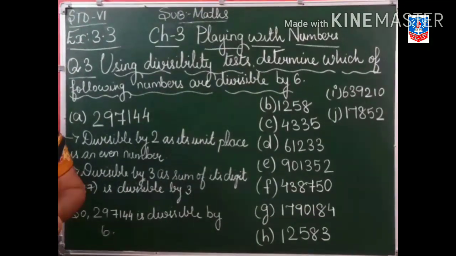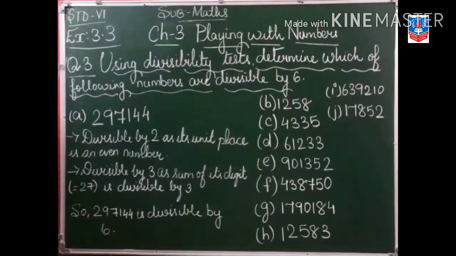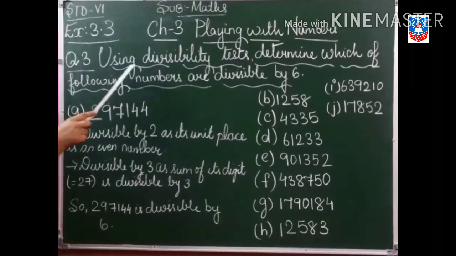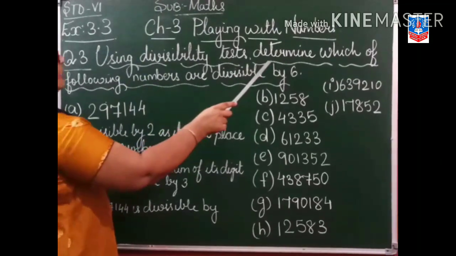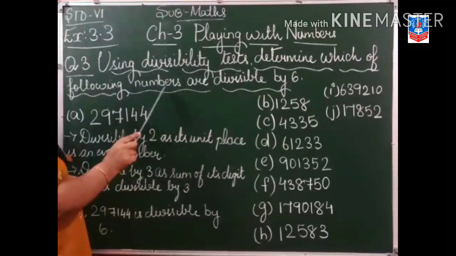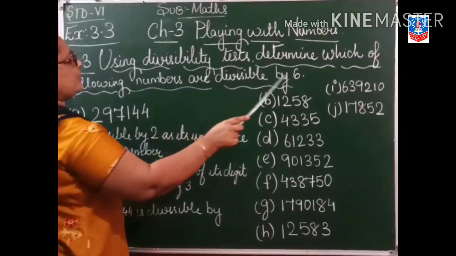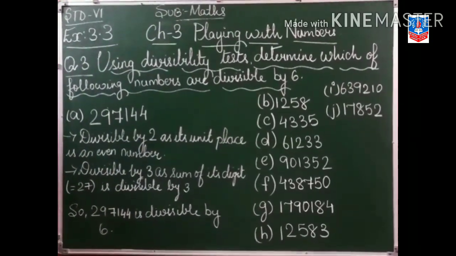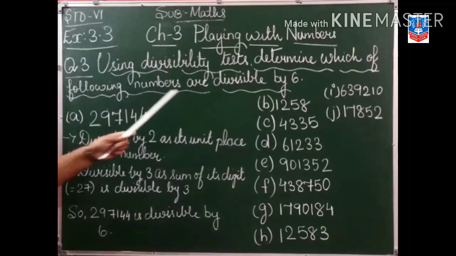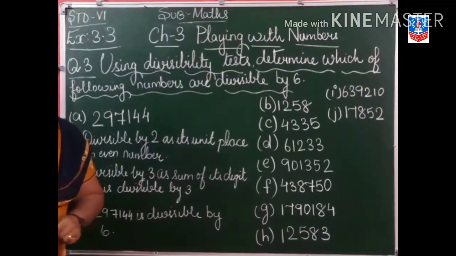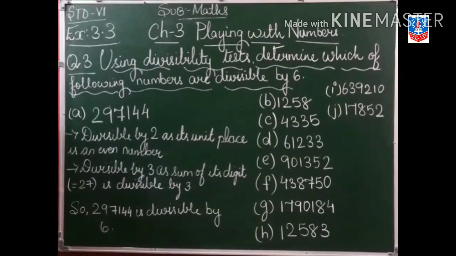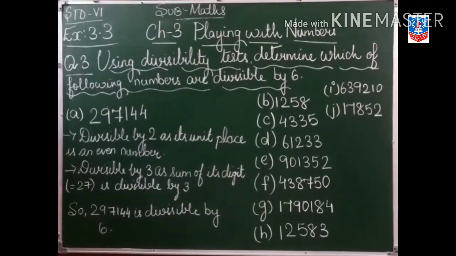Good morning, students. Let us continue with our exercise 3.3, question number 3. Using divisibility test, determine which of the following numbers are divisible by 6. Now, you know the rules for divisibility by 6. If a given number is divisible by 2 and 3, then that number is divisible by 6.